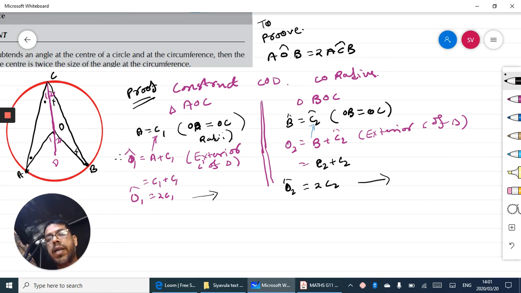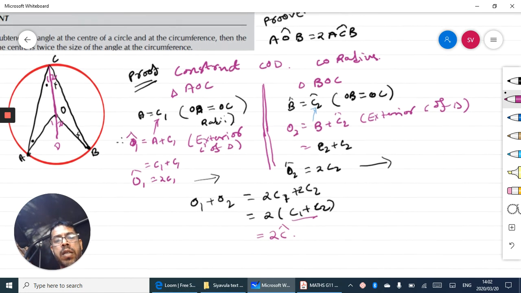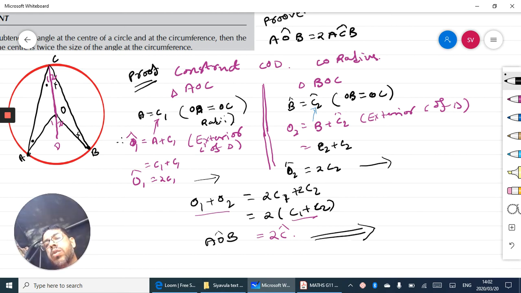Both the equations, if I add the left hand sides, angle O1 plus O2, I'll be able to add 2C1 plus 2C2. If I take 2 common, I will end up with C1 plus C2. Angle C1 and C2 combined create angle C. Similarly, on the left hand side angle O1 plus angle O2 combined give me angle AOB. I came to the conclusion which I wanted.